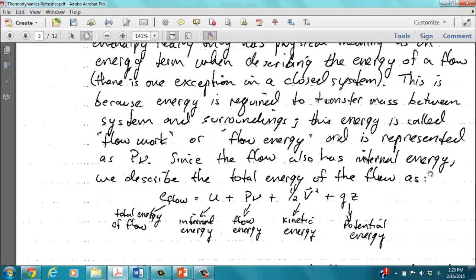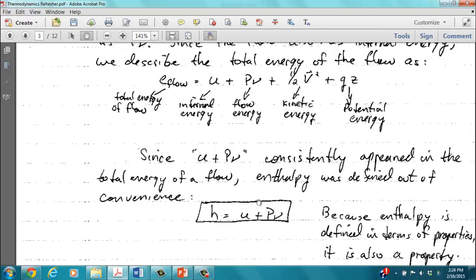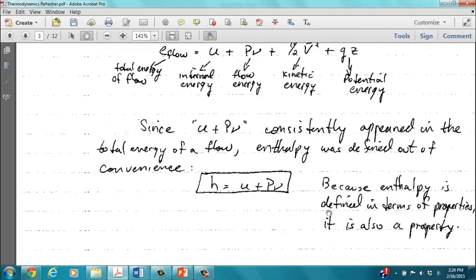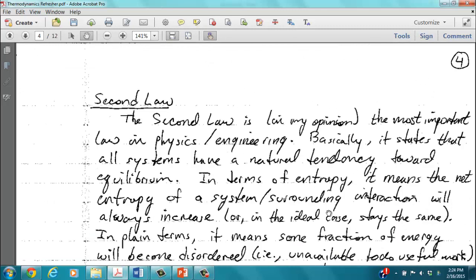So the flow also has internal energy. The mass of a flow has internal energy, and it could have kinetic energy and it could have potential energy. So we call the total energy of the flow, this little e sub flow, is composed of internal energy plus flow energy plus kinetic energy plus potential energy. And since these two terms consistently appear when describing the energy of a flow, and because every single variable in these two terms are properties, right? Internal energy is a property, pressure is a property, specific volume is a property, then we can in fact define a new property which we call enthalpy, which is just the combination of these three variables, internal energy plus pressure times the specific volume, okay? So that's why enthalpy is used, and that's why it appears in our first law equation.